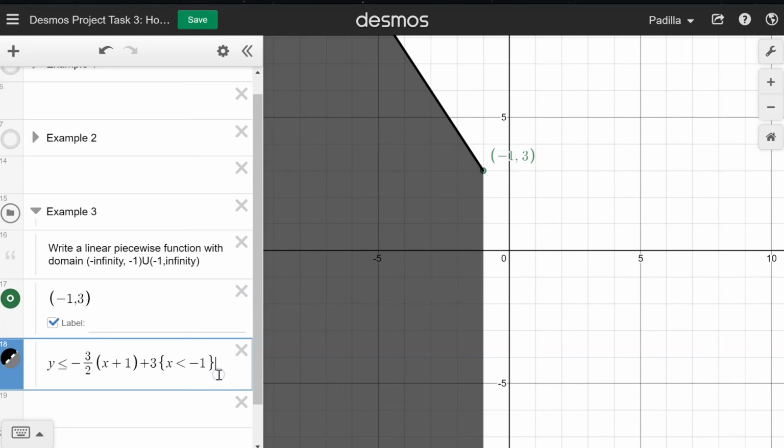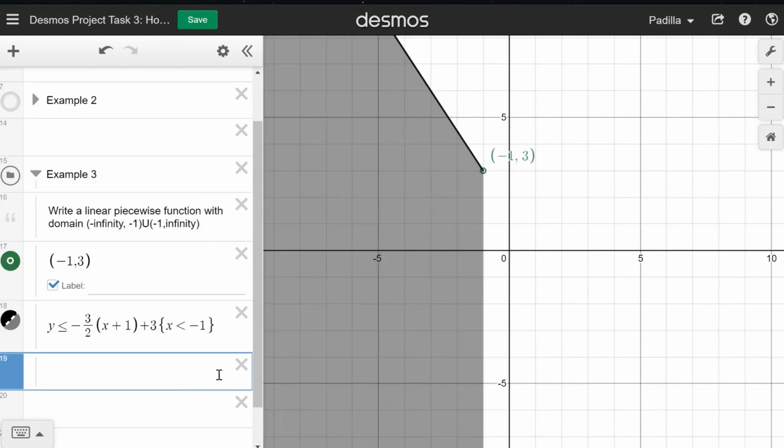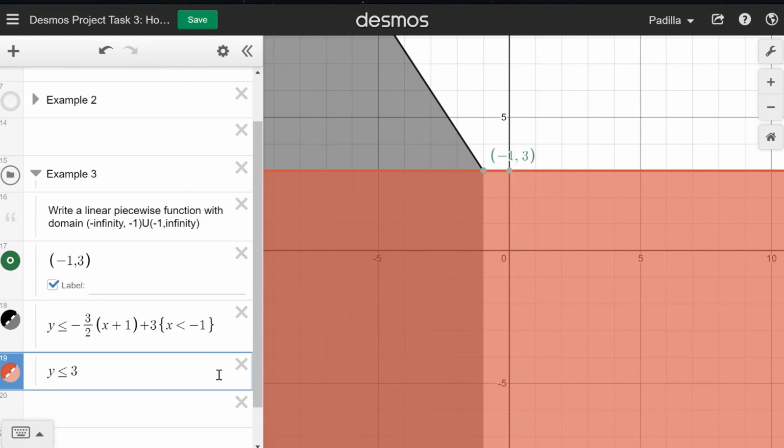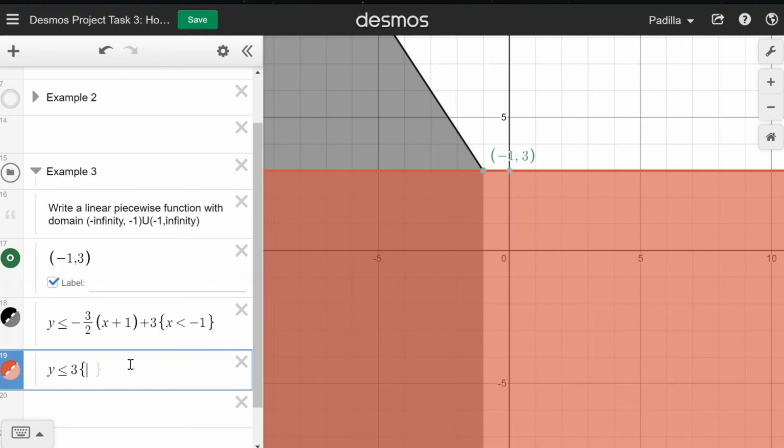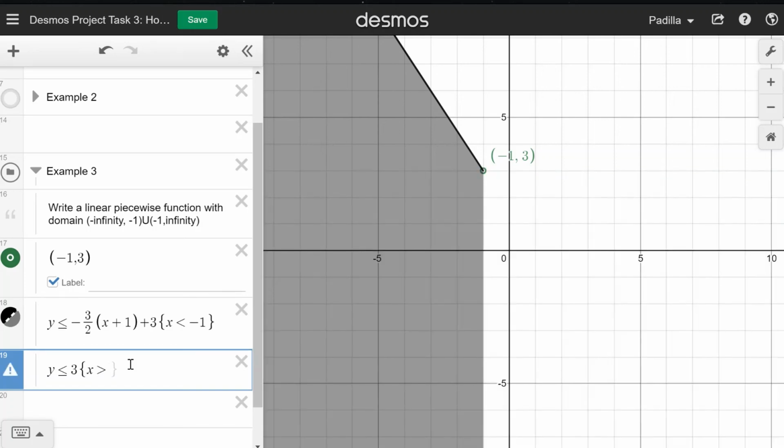So I'll go ahead and make one more of these. This time, kind of like last time, I'll keep it simple. We'll make a horizontal line. y is less than or equal to 3, since that's the y value of our point. This time, we're going to need to use another one-sided inequality, but this time I want to go to the right. So instead of using less than, I'm going to use, for the first time, greater than. Again, -1.